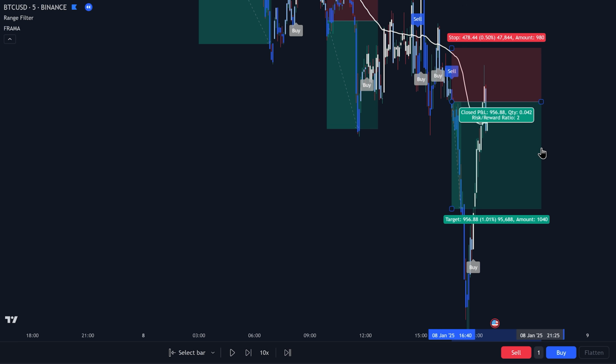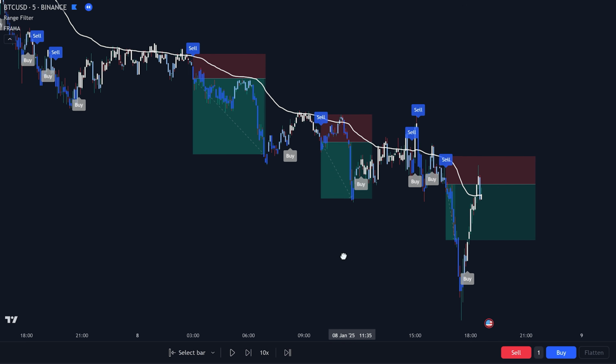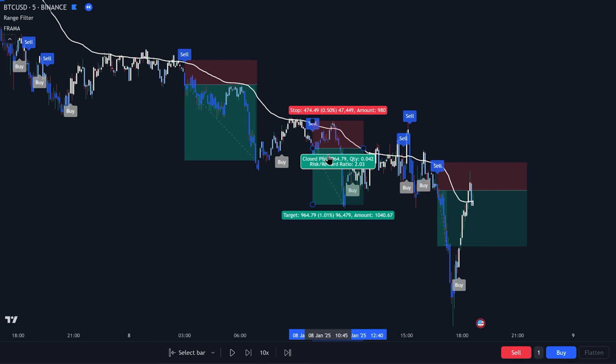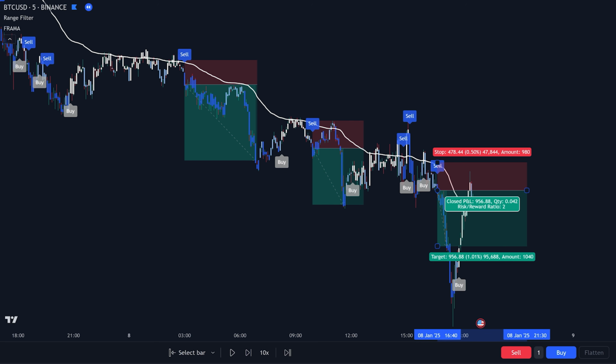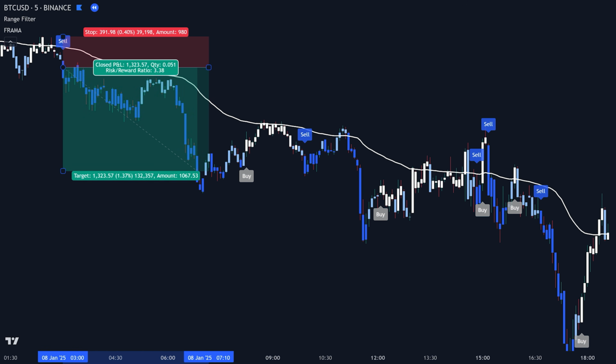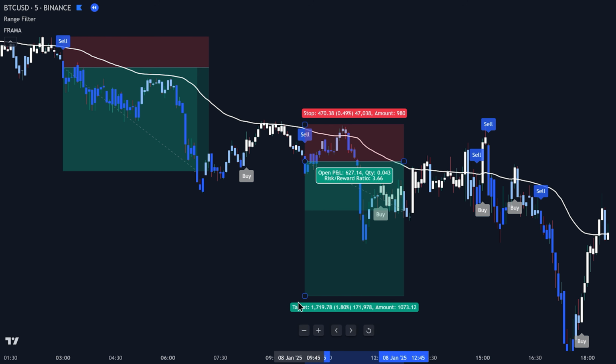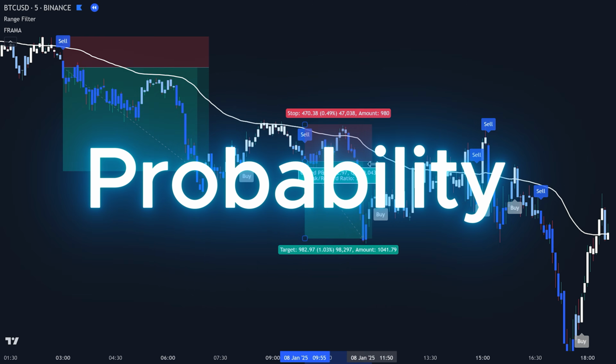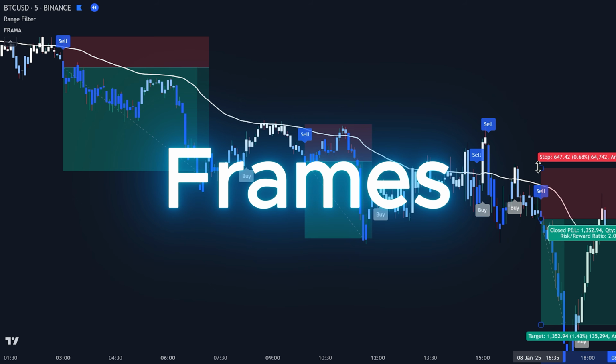In total, we had 3 consecutive sell signals below the FRAMA line. All 3 trades hit take profit, making them profitable. And that's it! This strategy combining the range filter buy and sell and the FRAMA indicator can help you make accurate, high-probability trades on lower time frames.